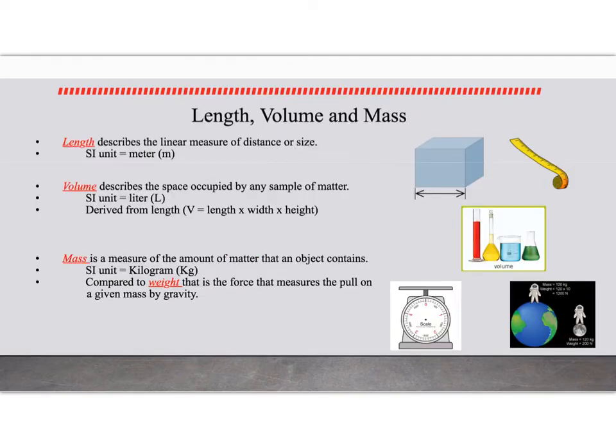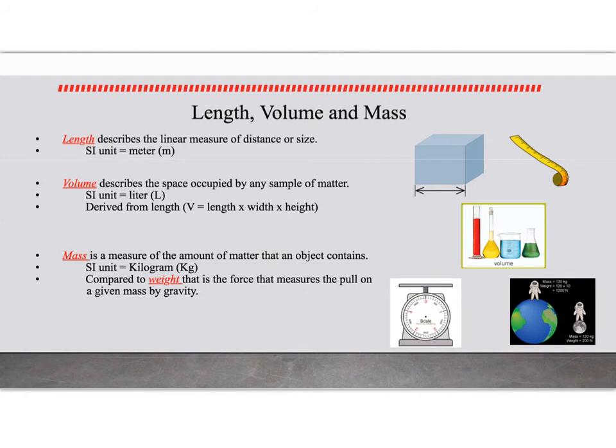The three major types of measurements that we use in chemistry can be described by length, volume, and mass. Length describes a linear measure of distance or size, and its SI unit is a meter. We've already measured length by using centimeters within the process skills lab. Volume describes the space occupied by any sample of matter. The SI unit is liter, and we can derive volume from length.